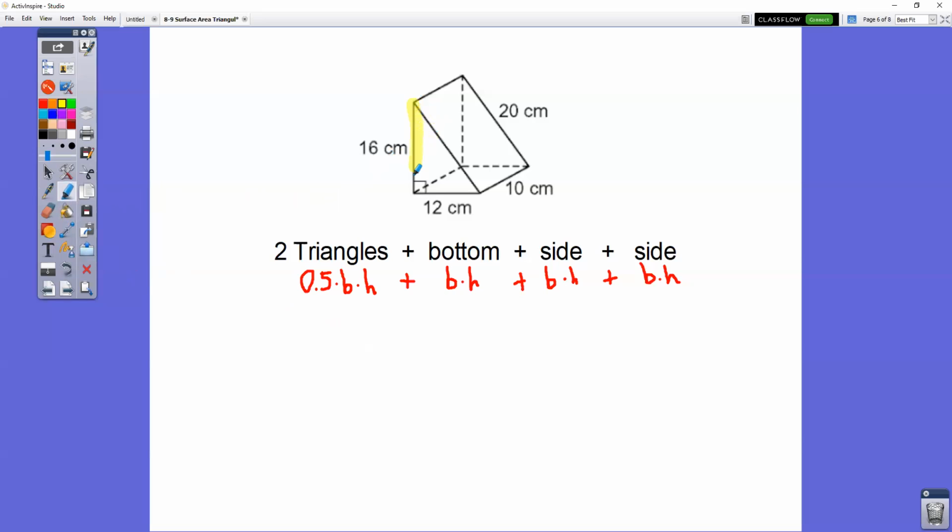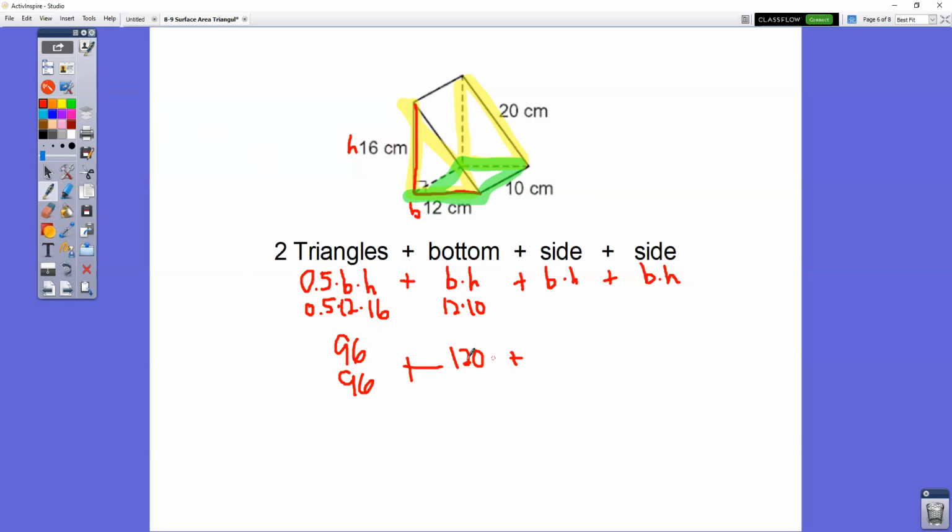So looking at our front triangle, remember that's the same as the back triangle. I have a base of 12 and I have a height of 16. Don't get confused with that 20. Remember, the slanted side is not your height. So this is the height, this is the base. So I have 0.5 times 12 times 16. When you multiply those together, you get 96. So I have 96 and 96. The bottom is a rectangle, and we have 12 by 10. So 12 times 10 is 120.